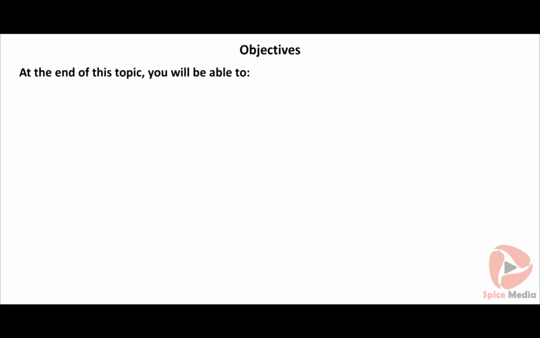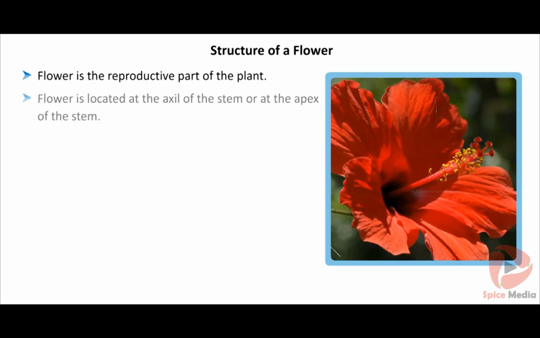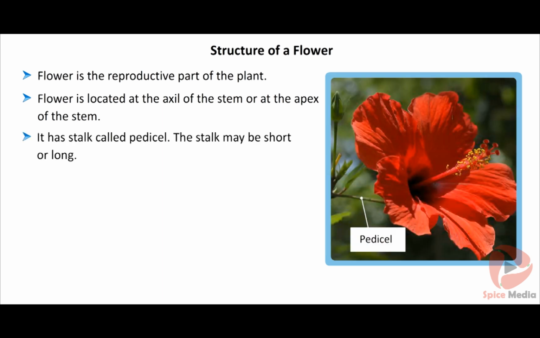At the end of the topic, you will be able to draw parts of a flower and list the functions of a flower. The flower. The flower is the reproductive part of the plant. The flower is located at the axil of the stem or at the apex of the stem. It has a stalk called the pedicel.